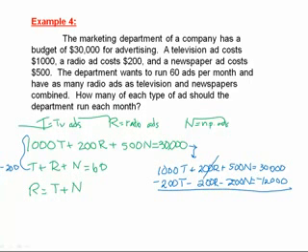Alright, so we're eliminating the R. So I get 800T plus 300N is equal to 18,000. Okay?